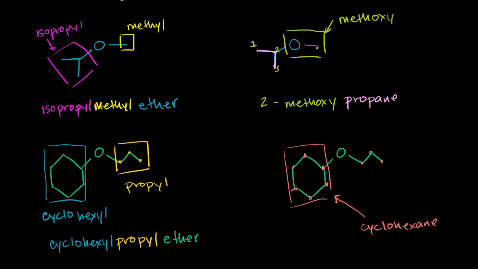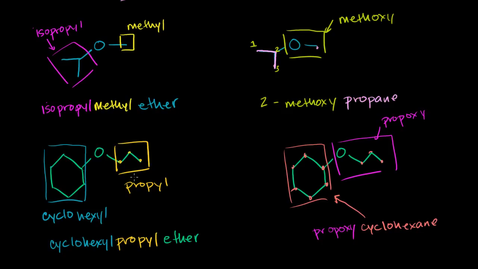If you just had these 3 carbons, it would be a propyl. But this is not just 3 carbons. It's 3 carbons and then an oxygen. So we would call it a propoxy. So this is a propoxy group. And you don't have to number it because it can just be attached to any of these carbons. It would essentially be the same molecule. So you could just call this propoxy cyclohexane. But once again, the common name is what you're more likely to see.